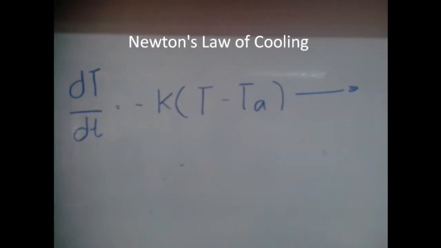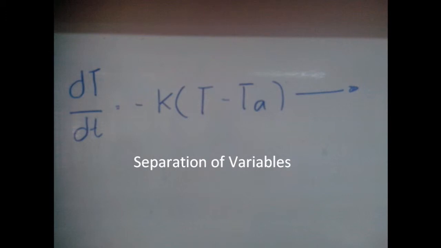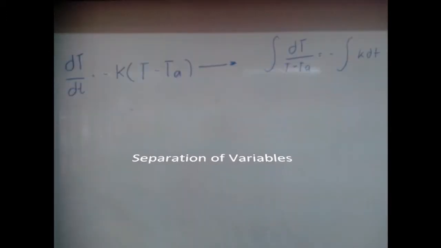Newton's law of cooling can be modeled by the differential equation dT/dt = -k(T - Ta). The first thing we need to do in order to solve this problem is to look for the general solution. This differential equation can be solved by the method of separation of variables. What we do is divide both sides by T minus Ta, and so we have dT over (T - Ta) equals -k dt. With this expression, we can now integrate both sides.